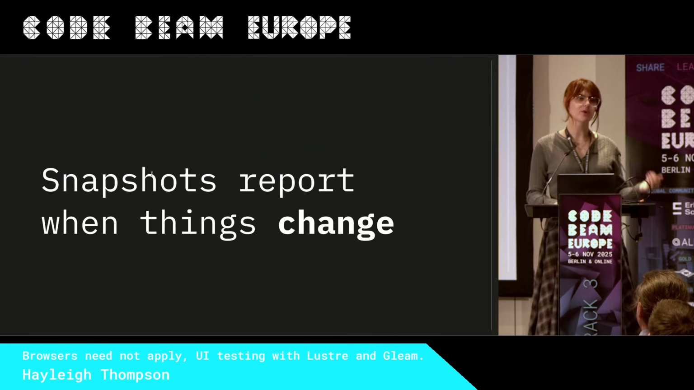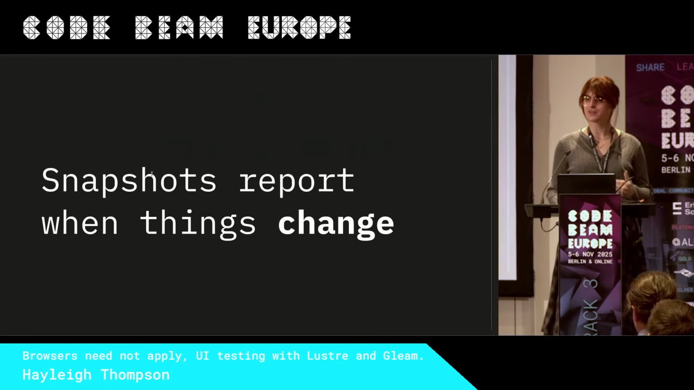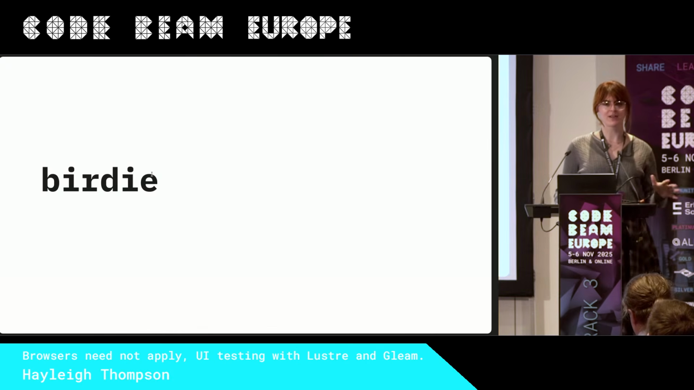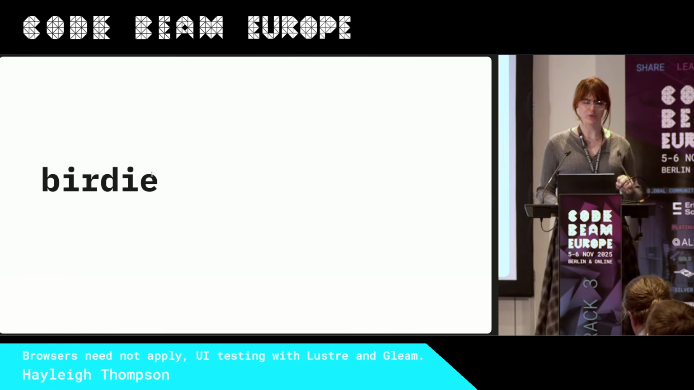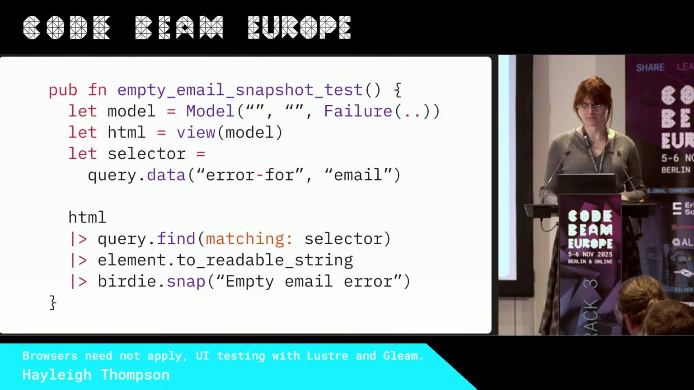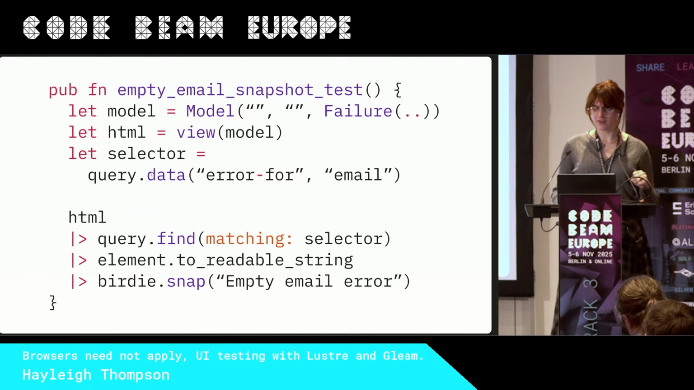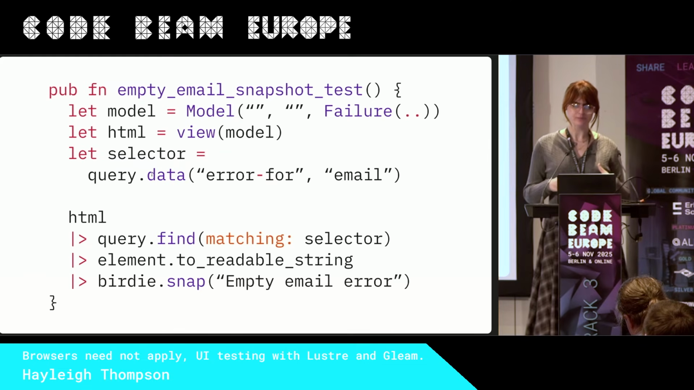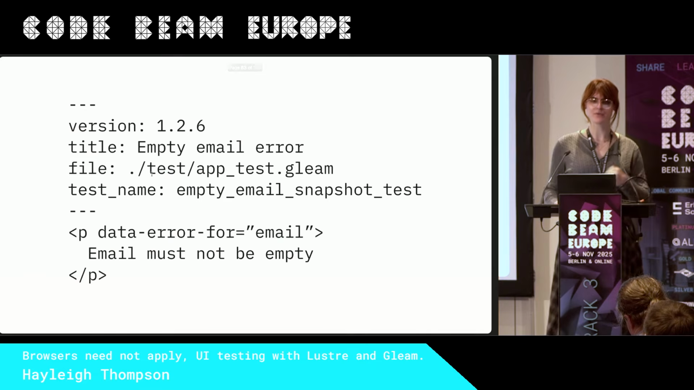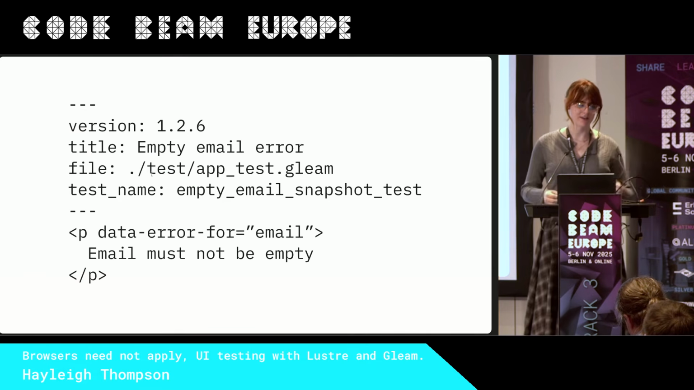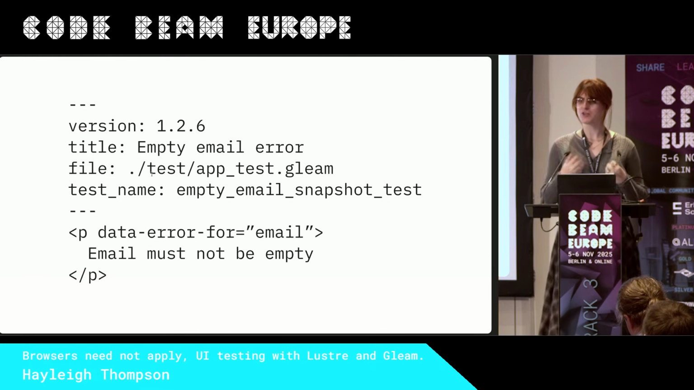And this is where I'm going to bring back the idea of snapshots, things that can change. But instead of taking browser screenshots, what if we took text-based snapshots using a library called Birdie? So here I'm using that query API again. I'm pulling out some part of the markup using a selector. And I can take a snapshot of that. And now I can be like, OK, this is very easy to read. I'm checking for content. This is easy to understand.